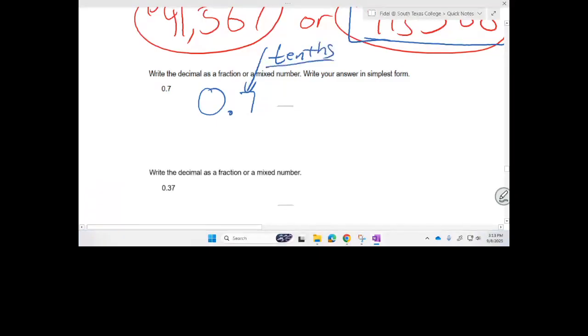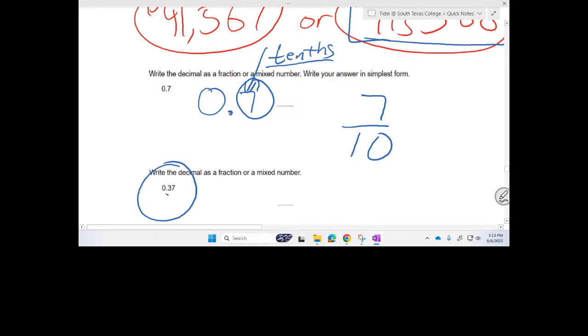Since that's what we call the tenths position, the way we're going to write this as a fraction, y'all, is we're going to go over 10, and we're going to take that number and put it upstairs. And so that is 7 over 10. Okay. 7 tenths, 0.07, same thing as 7 over 10. Now let's do the same thing for this one.